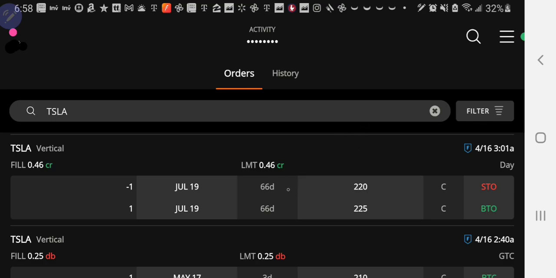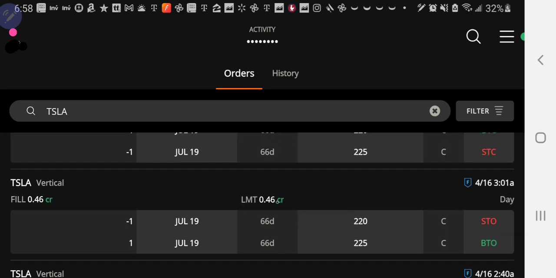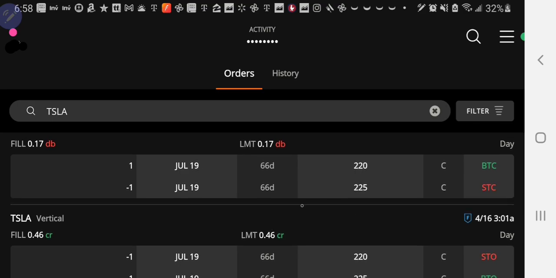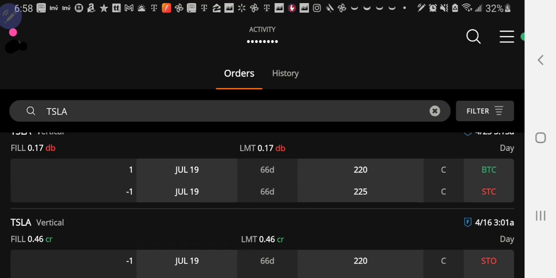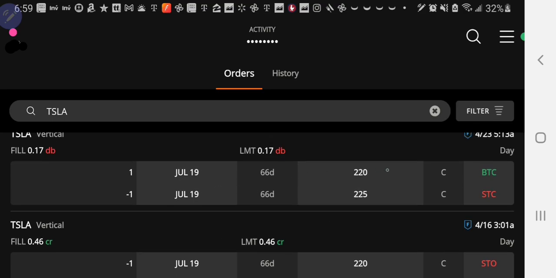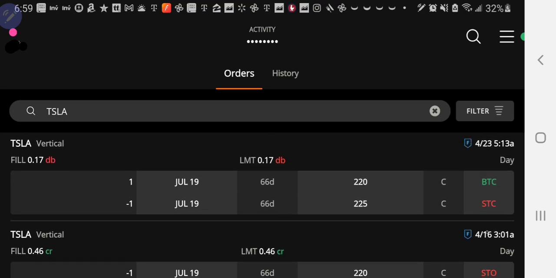Now, you may notice that I threw on another one. This was probably the last one that I put on. $46 credit. It was a $46 credit, and let's see, did I make some profit? Yes, I did. And I sold it for $17. Same one, July. And I sold it, let's see, this was the 16th, and this one was the 23rd.